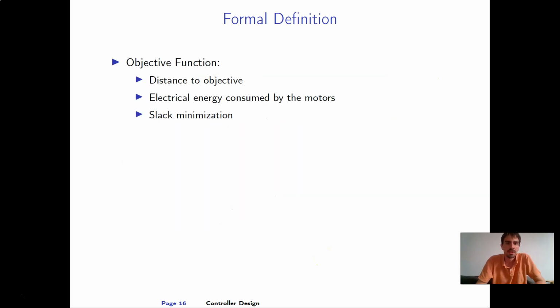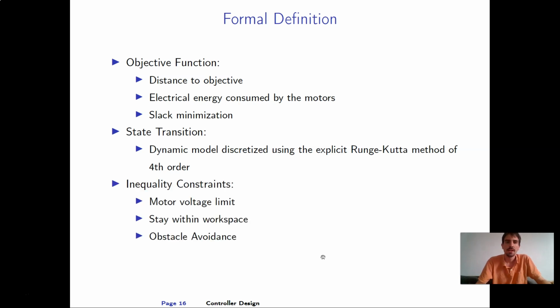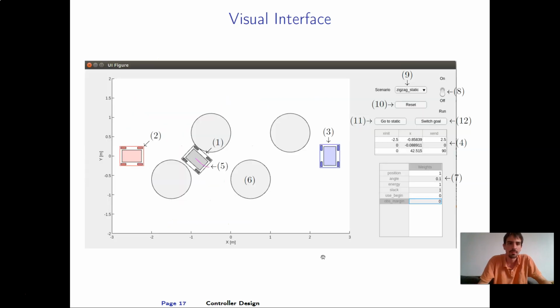The objective function is defined as a weighted sum of different objectives. We minimize the distance to the objective to help the robot reach its goal. The energy consumed by each motor is also added to the objective function, with a smaller weight so that the controller minimizes it. The state transition function is defined by discretizing the dynamic model using the explicit Runge-Kutta method of fourth order. The inequalities are set up to adhere to the voltage limits of the motors, make the robot stay within the workspace, and avoid obstacles.